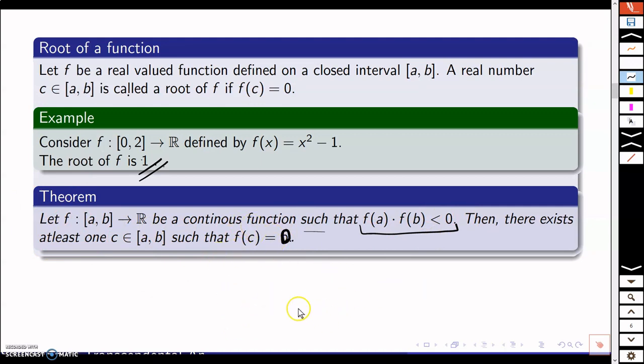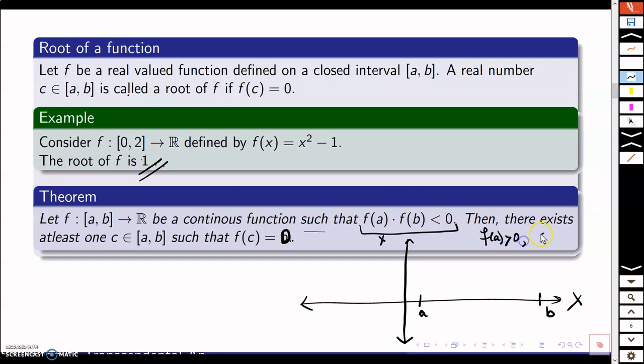Now, if I try to understand this geometrically, let me draw the graph. Supposing this is my xy plane, and let's say the point A is here, the point B is here. Now f(a) and f(b) are of opposite signs, so I will just assume that f(a) is positive and f(b) is negative. You can also consider the other case. So I'll assume that f(a) is positive, so the image of this point A is positive, so it will be somewhere here.